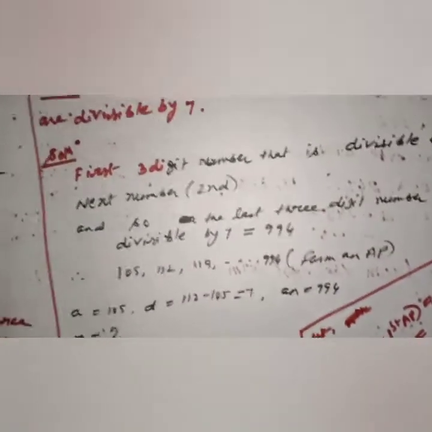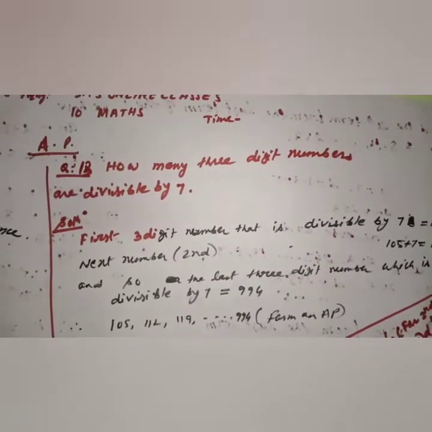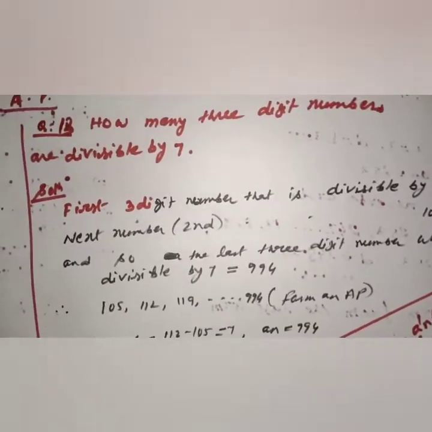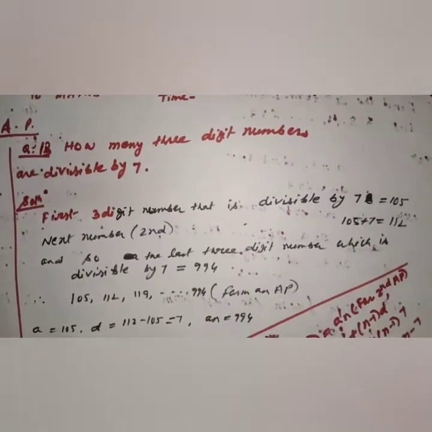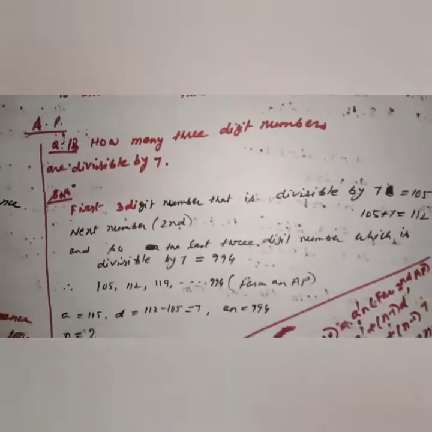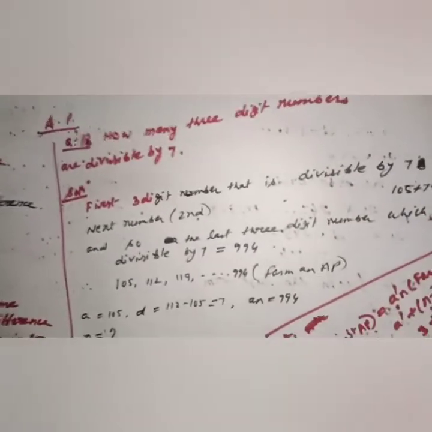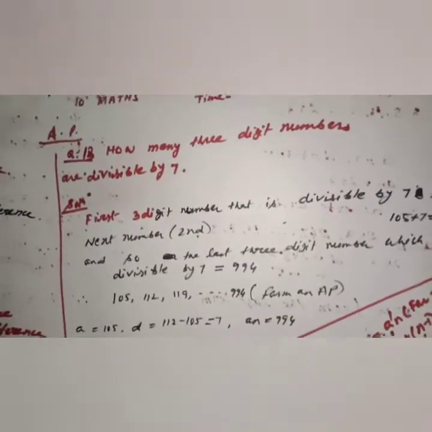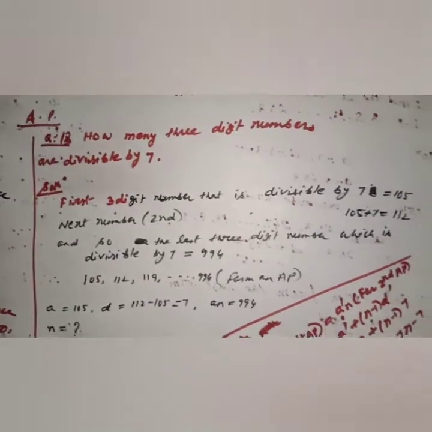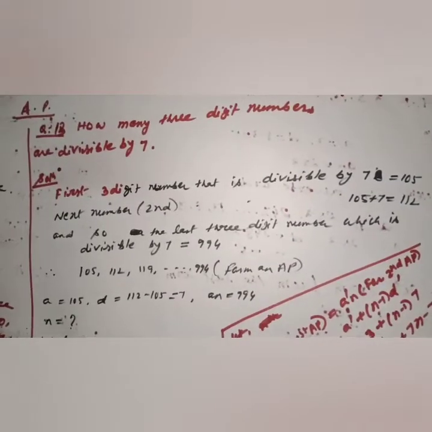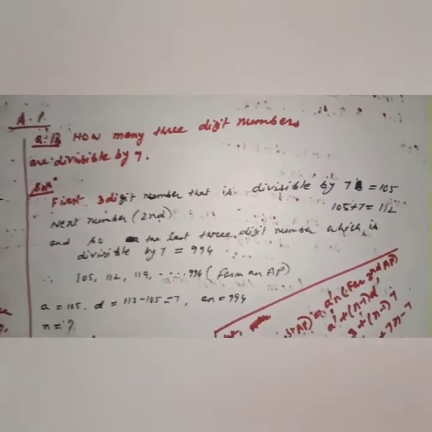Next. How many 3-digit numbers are divisible by 7? This is a little bit different type of question. There are so many 3-digit numbers. The smallest 3-digit number is 100, and the largest 3-digit number is 999. So we have to take out the numbers.